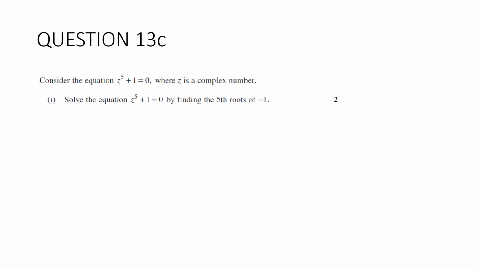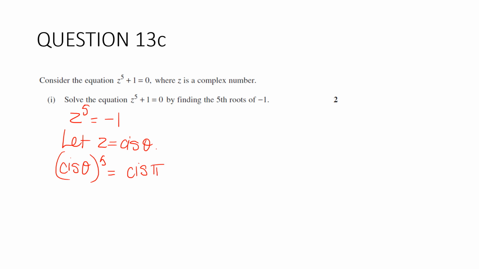13c. Consider the equation z to the power of 5 plus 1 is equal to 0. z is a complex number. Part 1, solve the equation z to the power of 5 plus 1 is equal to 0 by finding the fifth roots of negative 1. So we'll start with z to the power of 5 is equal to negative 1. And we're going to let z equal cis theta. And I'm going to rewrite this as (cis theta) to the power of 5. And on the right hand side, this is equal to cis pi.